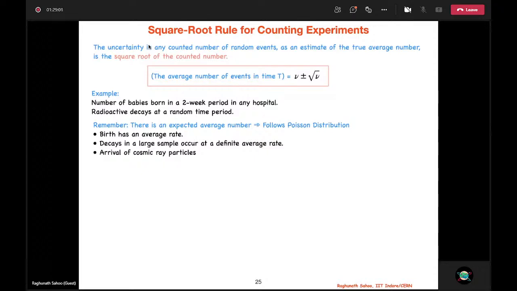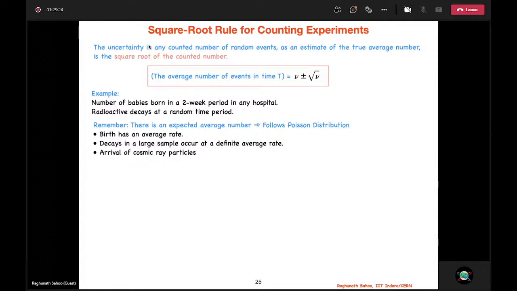When you expect some average number, that follows a Poissonian distribution. Keep in mind to pronounce it as Poisson. Many people, because of the pronunciation, say it differently, but it is Poisson distribution. So the birth has an average rate.